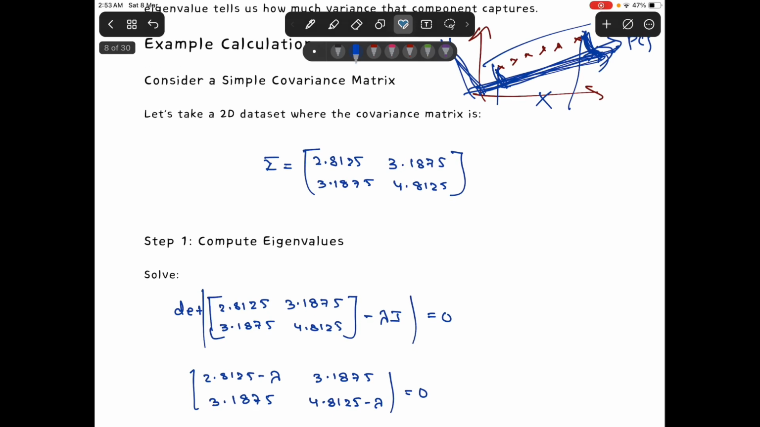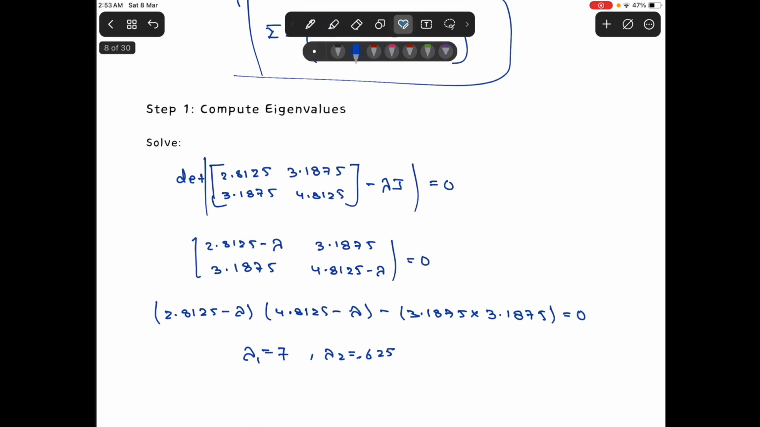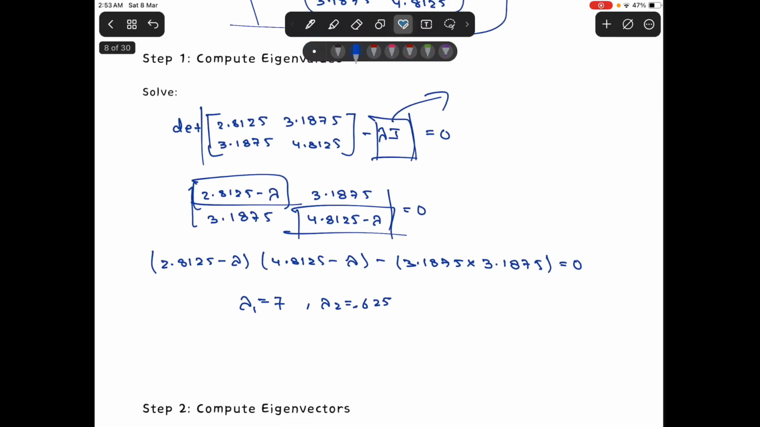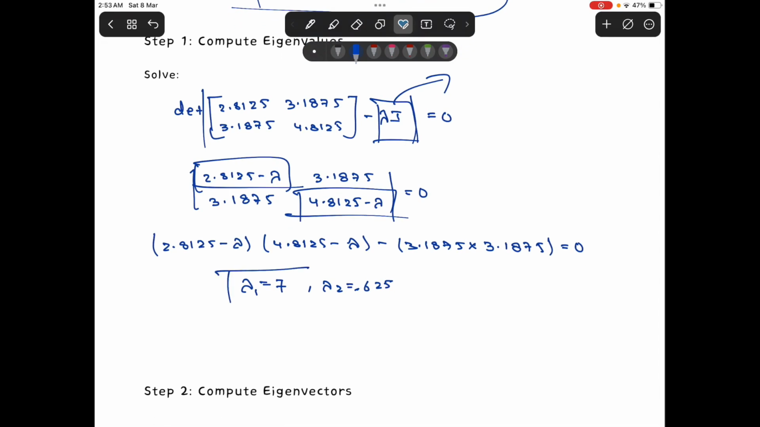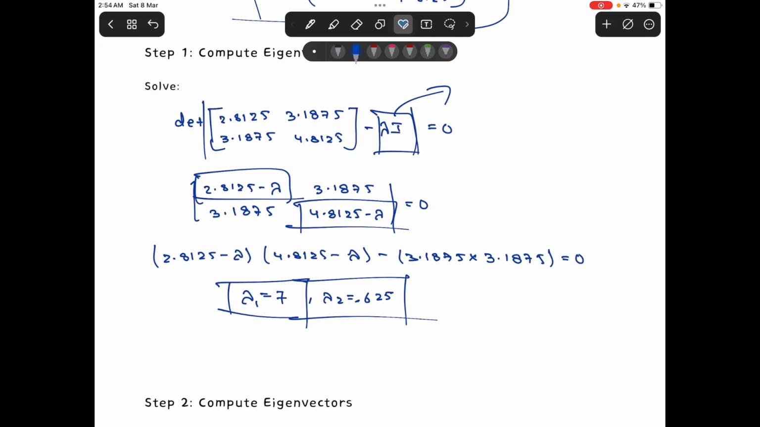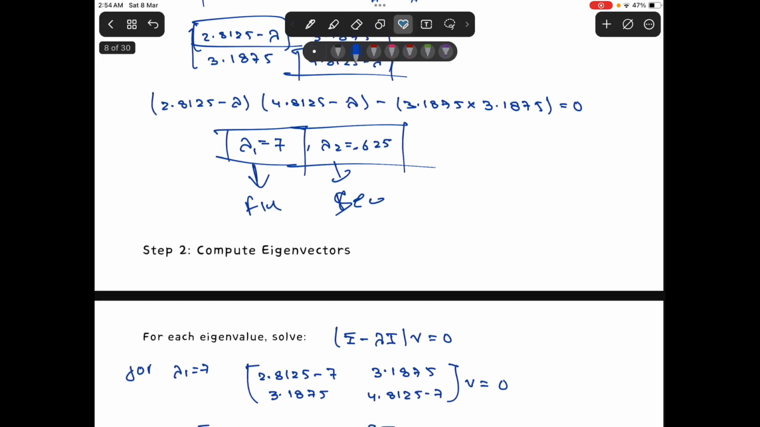So this was our covariance matrix. We have A minus lambda I, where I is the identity matrix. So this becomes a11 minus lambda, and a21 minus lambda, and we have computed the value of lambda. So lambda 1 is 7, and lambda 2 is something like 0.625. These are our eigenvalues, the first eigenvalue and the second eigenvalue. Now we will compute the eigenvector.